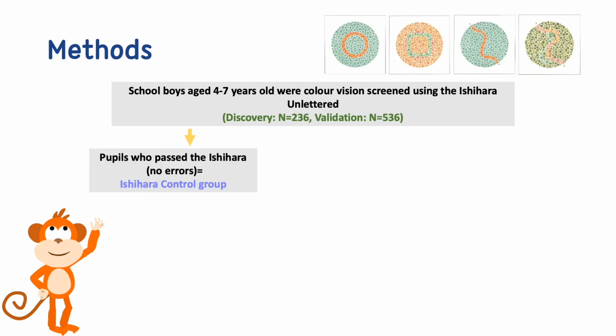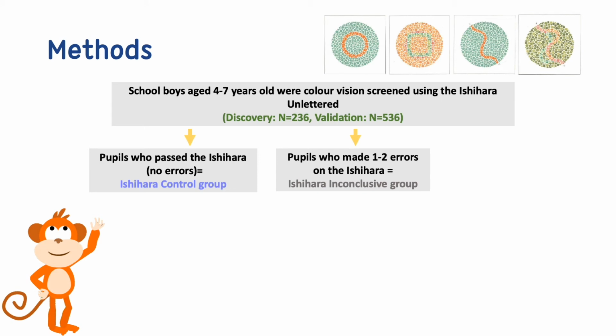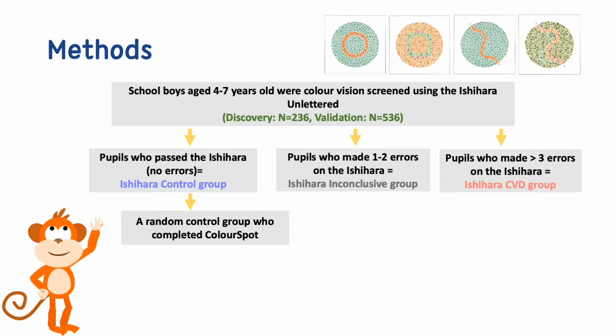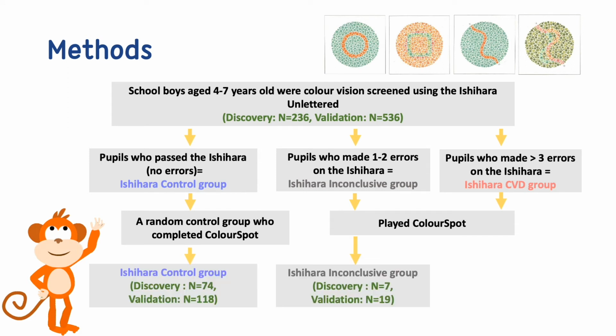And so from that, any pupil who passed the Ishihara with no errors was put into an Ishihara control group. Any pupils who made 1 to 2 errors on the Ishihara were classified into an Ishihara inconclusive group, and any pupil who made more than 3 errors on the Ishihara were classified into an Ishihara CBD group. From this, we had a random control group who completed ColourSpot, and anyone who made an error also completed ColourSpot as well. That led us to have these 3 groups, control, inconclusive and CBD, who all played ColourSpot in both discovery and validation cohorts.